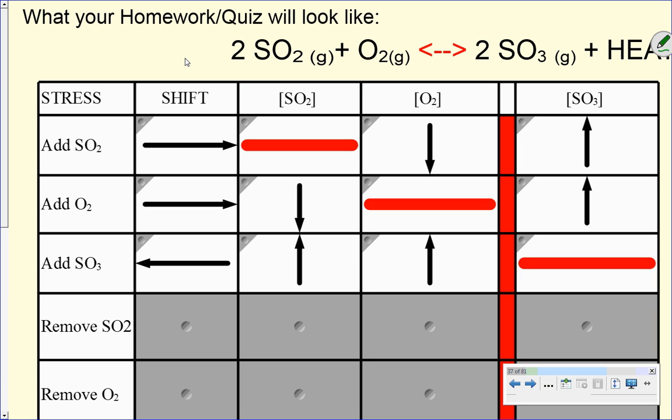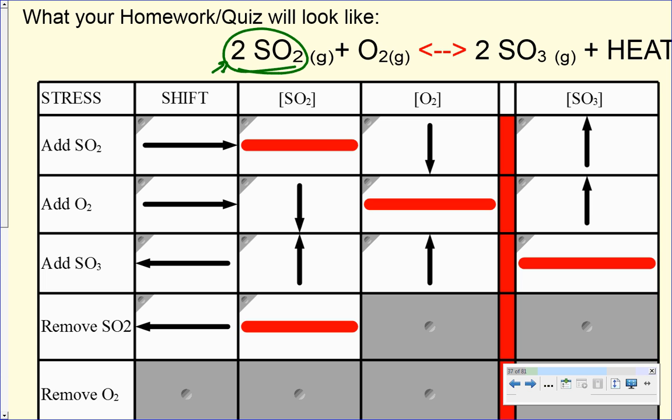The other side of this is remove towards. If I remove SO2 from this reaction, there's less of it available to react with O2. So as I remove SO2, I'm not really allowing the forward reaction to happen quite as much. So this favors my reverse reaction or causes a shift to the left.